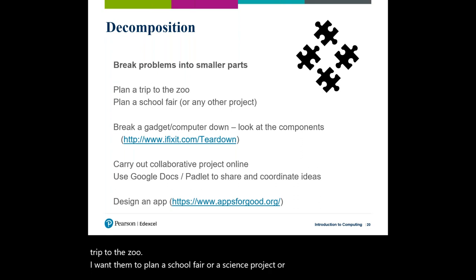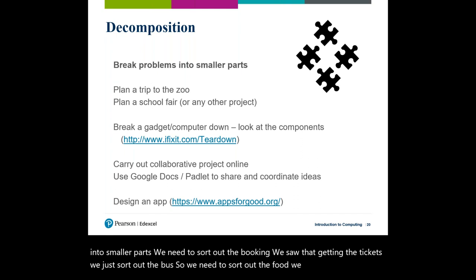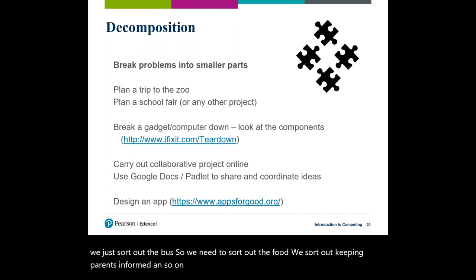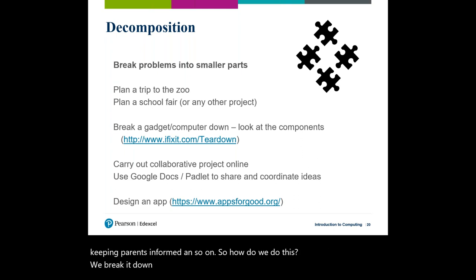So you take that overall event, which is we're going to the zoo, and we need to break that down into the smaller parts. We need to sort out the booking, we need to sort out getting the tickets, we need to sort out the bus, we need to sort out the food, we sort out keeping the parents informed, and so on. So how do we do this? We break it down, and maybe individual children would work on different bits of that as a whole project.